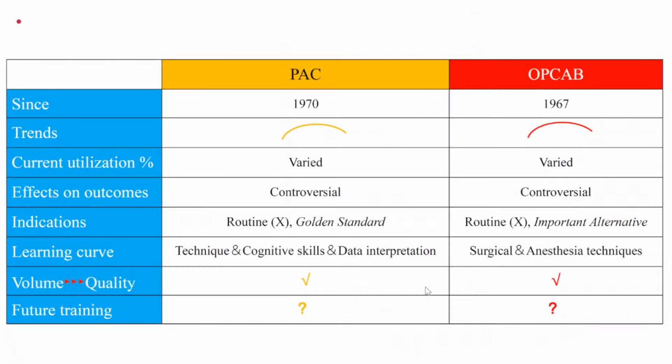Actually, OPCAB and PAC share some similarities. They have experienced similar popularity trends. Their current utilization varies greatly among different centers. Their effects on patients' outcome remain controversial. Also, their routine use is not recommended, but PAC remains a gold standard. OPCAB is an important alternative.